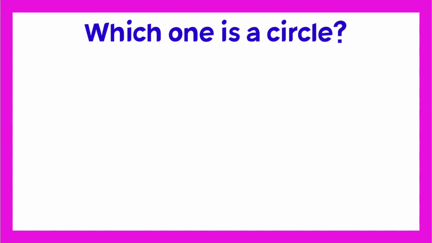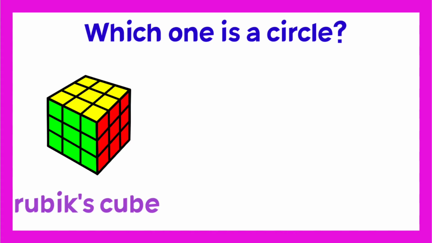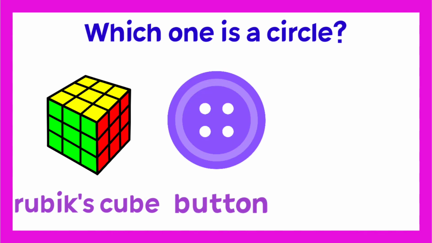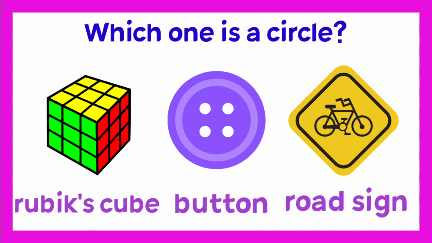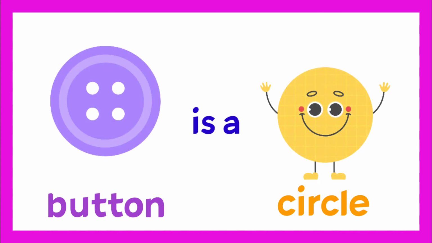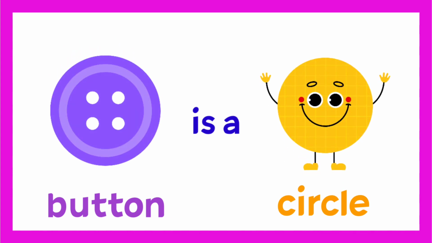Which one is a circle? Rubik's cube, button, road sign. Button. A button is a circle.